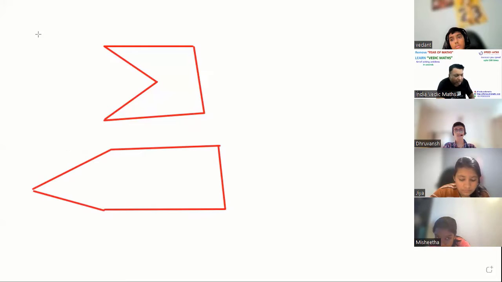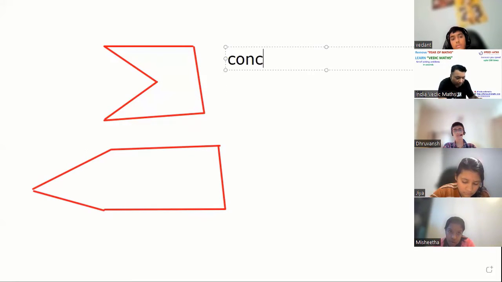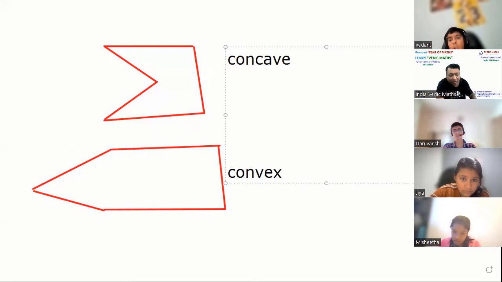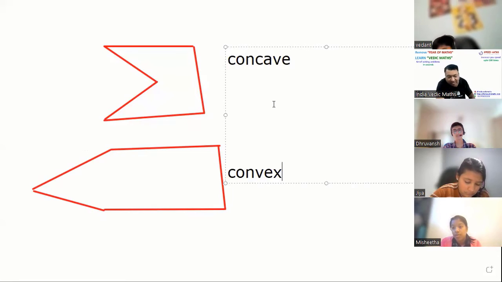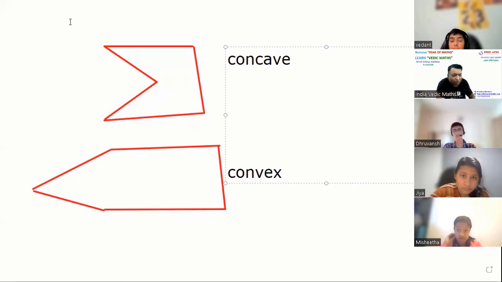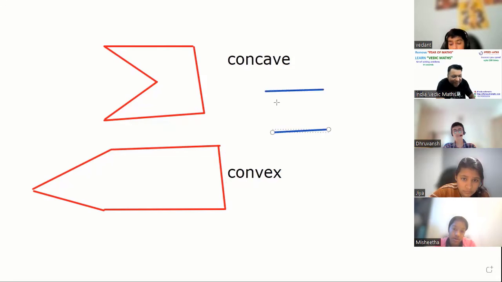Very nice question. So guys, first one is concave. Second one is convex. You are clear. What Dhruvansh is asking is something very interesting. Let me make it now a blue one. That's a very nice question. Nobody asked that. Intelligent question. If I make a polygon like this, and if I make a polygon like this, what do you call it? That's your question, right?